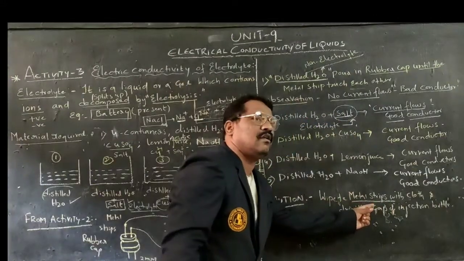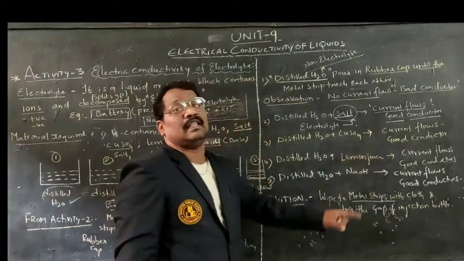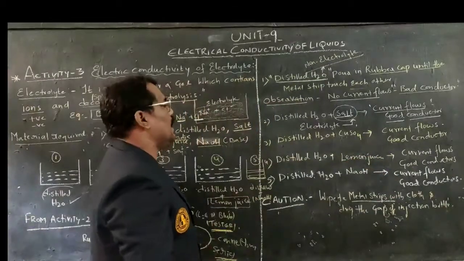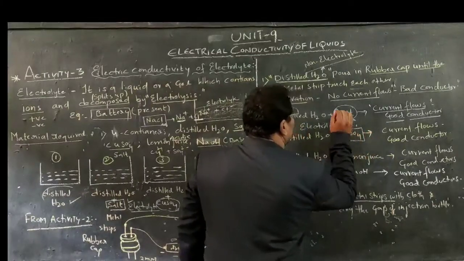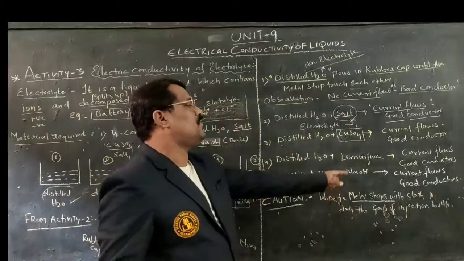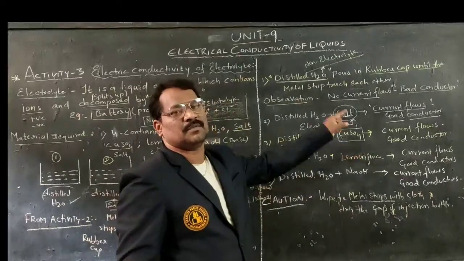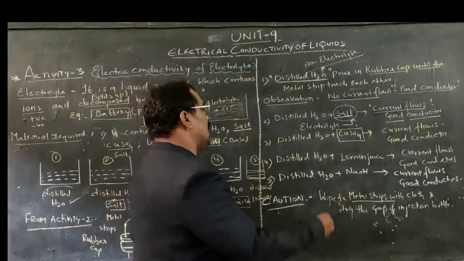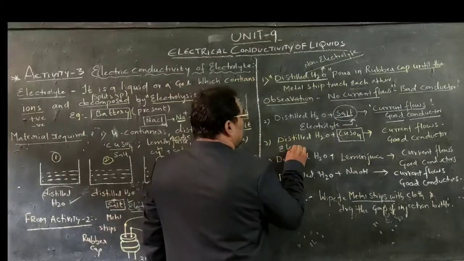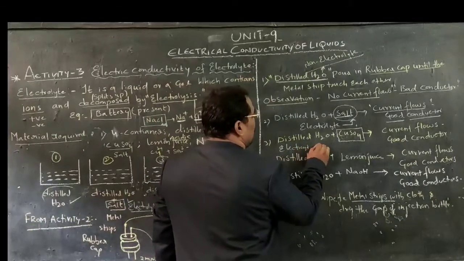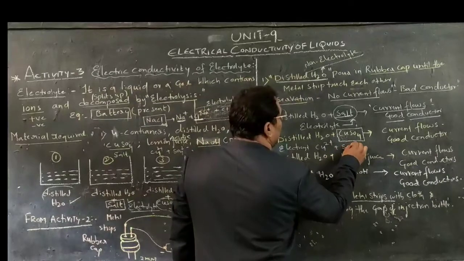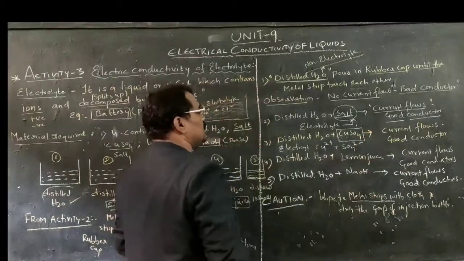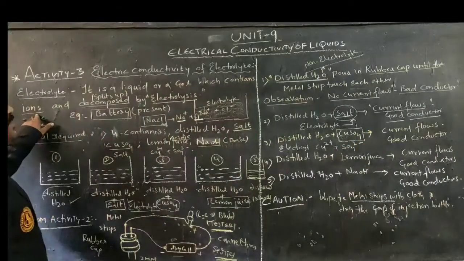Wipe the metal strip with cloth as well as dry the cap, and again add distilled water with copper sulfate solution. Copper sulfate solution is also a salt substance. It also acts like what? An electrolytic substance. Means what happened? Copper sulfate will split up in the form of Cu2 plus ion as well as SO4 2 minus ion.